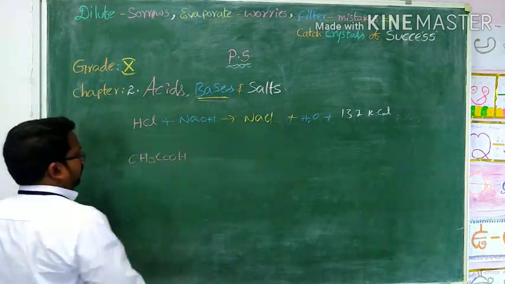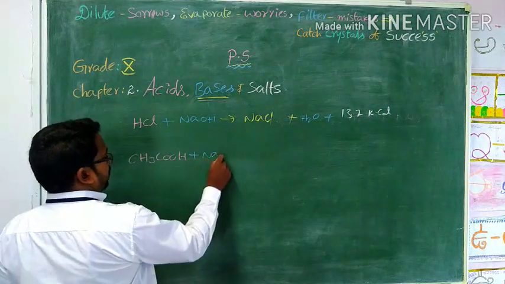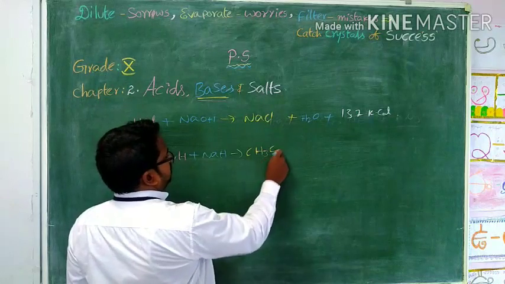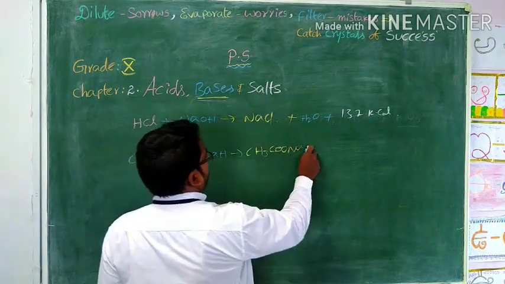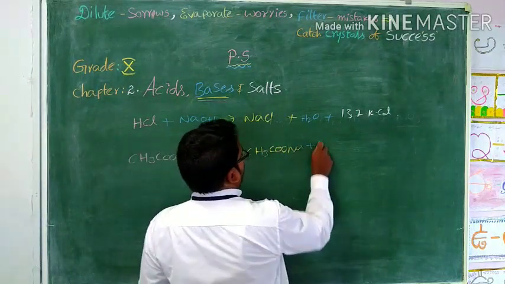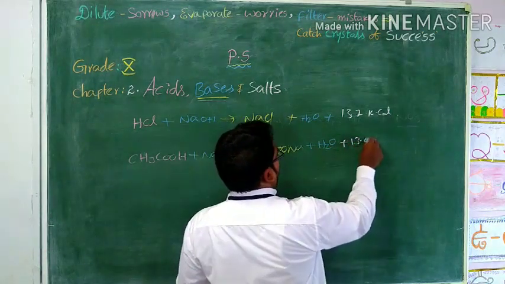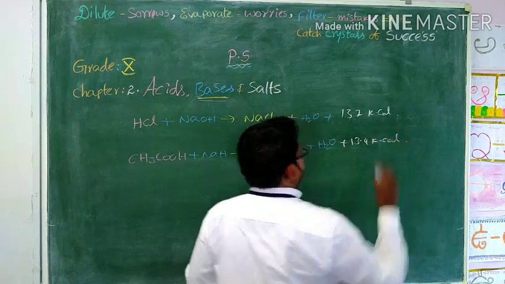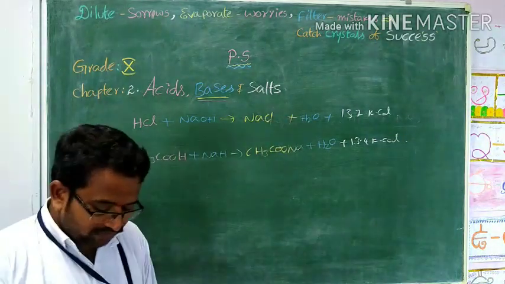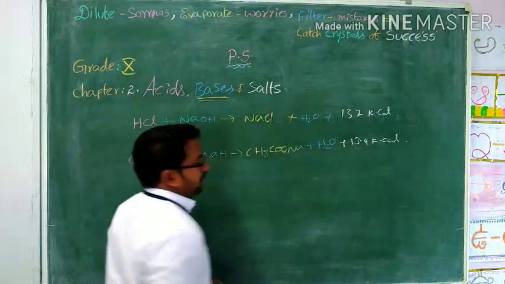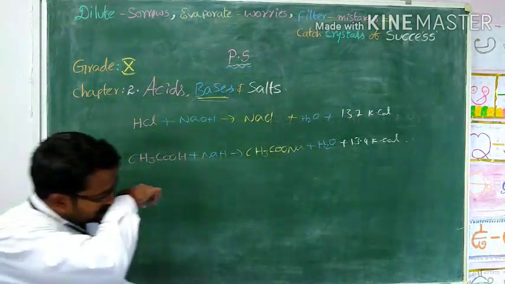CH3COOH plus NaOH gives rise to CH3COONa plus H2O and then 13.4 kilocalories of energy. Why? How is the difference going to occur? Of course, in competitive examinations also that will be asked.